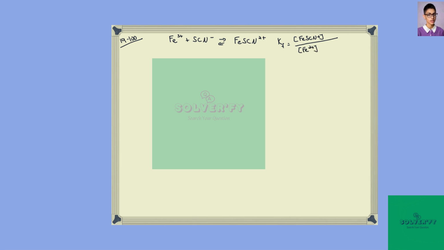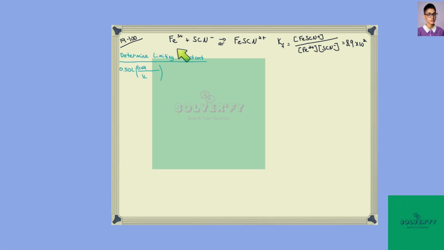The Kf value for the formation of this complex ion will simply be equal to the concentration of the product divided by the concentrations of the reactants, and its value is given to us as 8.9 times 10 to the 2. So the first thing we need to do is to determine what the limiting reactant is.